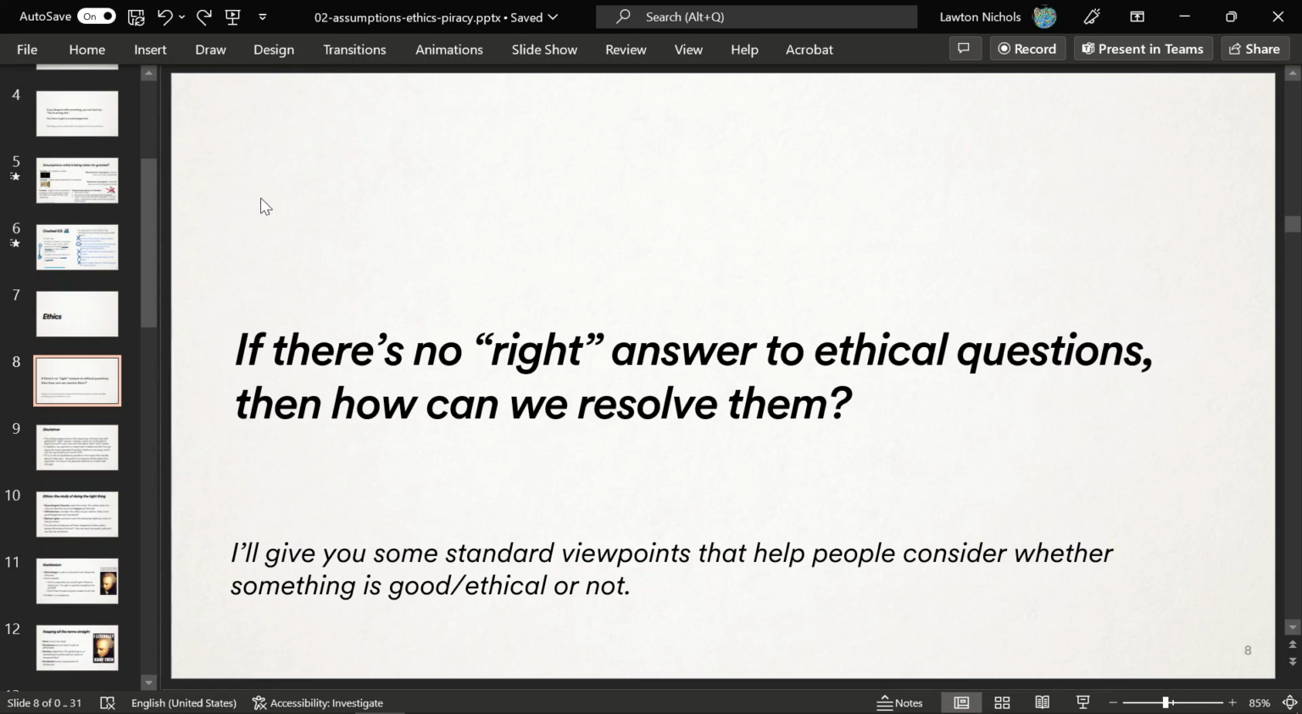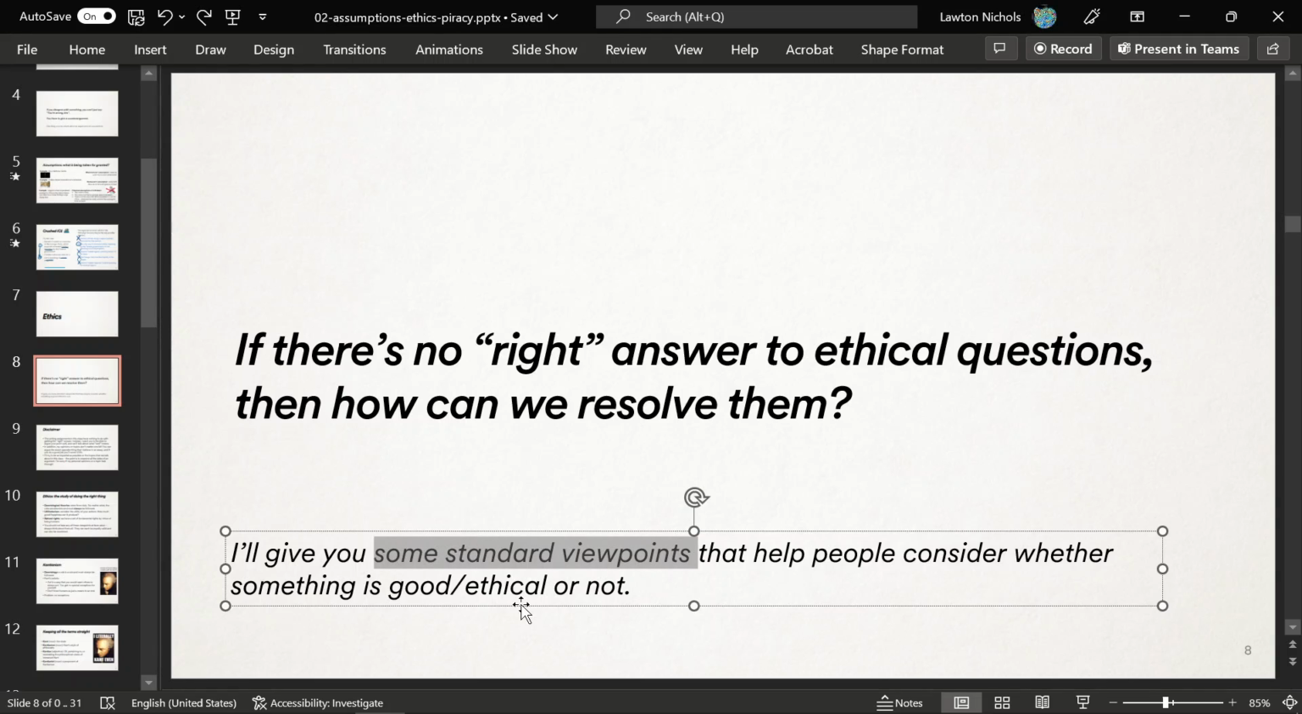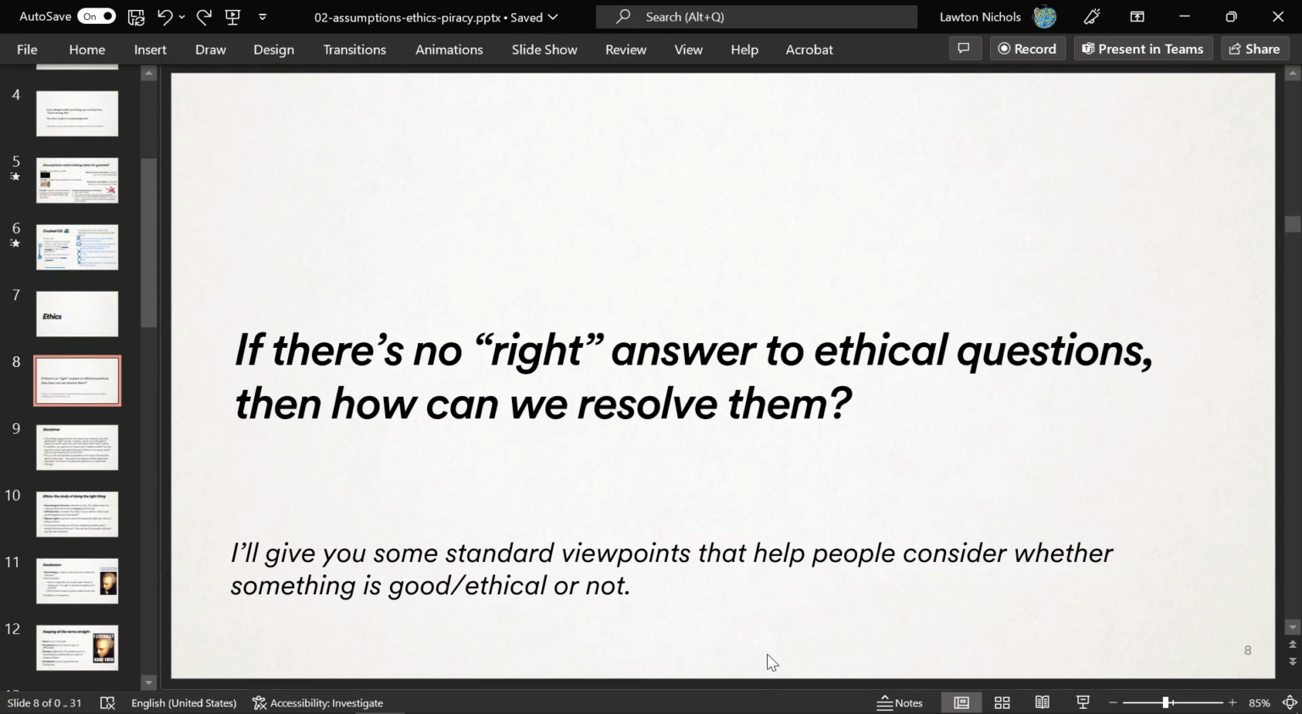And the answer is, of course, yes, you can answer these. It all depends on how you feel about these things. But there is a way to make a bad argument and a good argument about your ethical question. So I'm going to give you some, I'll call them standard viewpoints, some ways that people like to think about ethical questions. And that will help you break down the question itself and hopefully come up with the right answer, or the answer, I guess, that you are comfortable with. It helps people consider whether something is good or ethical.